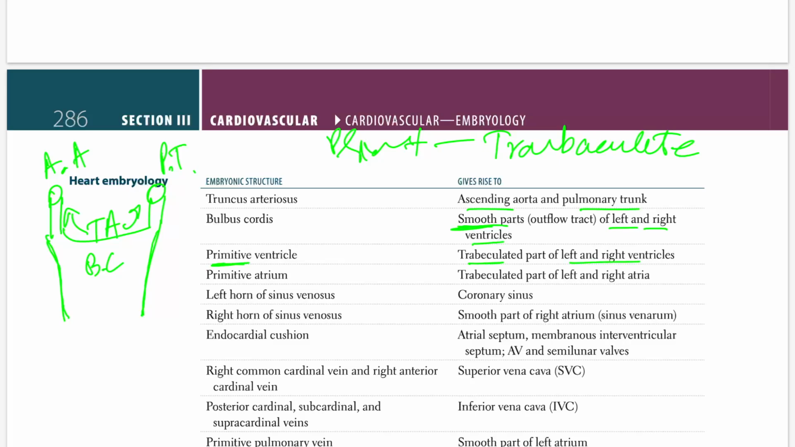So we have bulbus cordis, and then we have the trabeculated part of the ventricle, which is going to be your primitive ventricle. This is trabeculated. And then on top of this primitive ventricle, you are going to have primitive atria. So you see all these trabeculated parts that are nearby each other. They're the trabeculated part of the left and right atria.